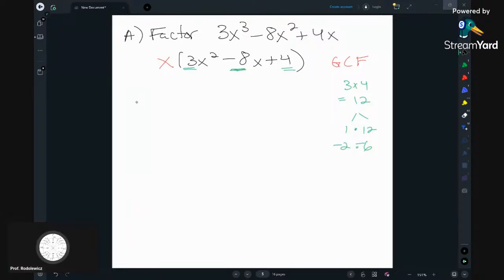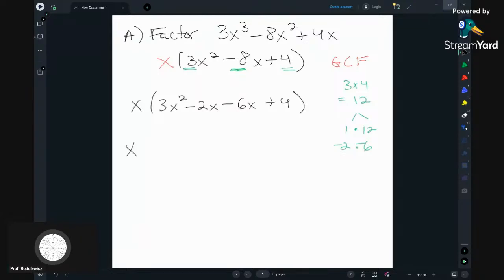So we split the middle: 3x squared minus 2x minus 6x plus 4. Now I've taken a trinomial and turned it into 4 terms. From here, we factor out the GCF of the first 2 terms, and we factor out the GCF of the second 2 terms. Well, I'll just do that now.